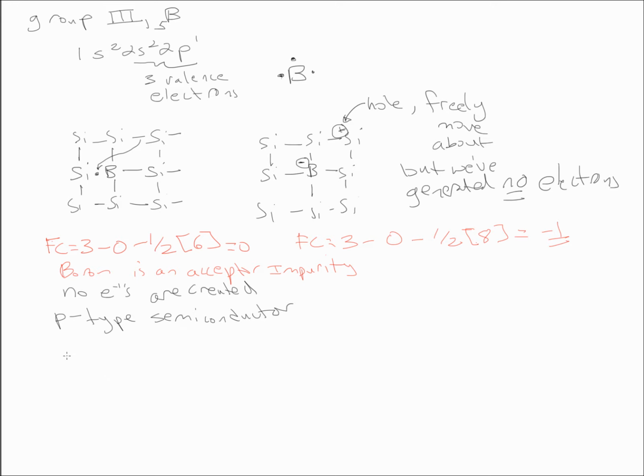And so just to repeat again, an extrinsic semiconductor is the same thing as a doped semiconductor. And both of these just mean that it has added impurity atoms.